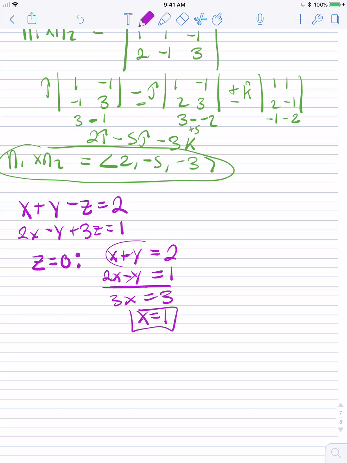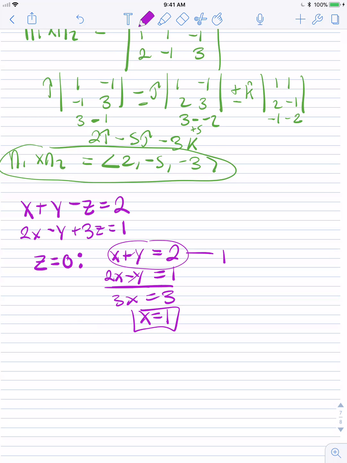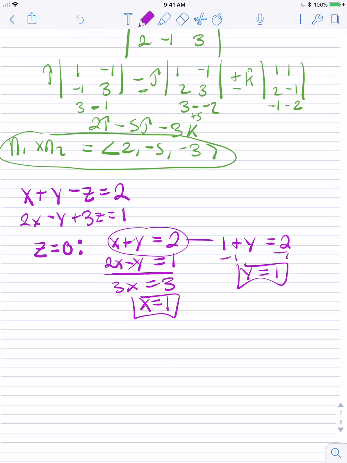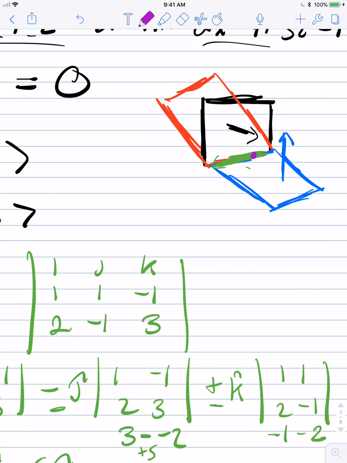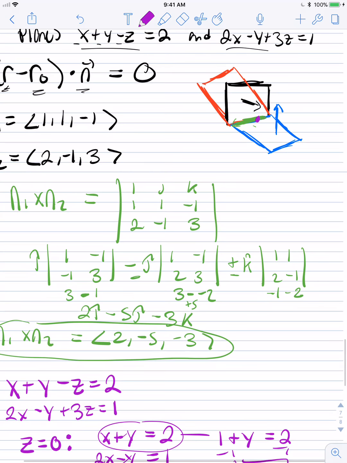And if x equals 1, we're going to take this equation here. It's simpler. We got x, which is 1, plus y is equal to 2. So 1 plus y equals 2. What's y? We could subtract 1. We get y is equal to 1. So now we have a point, x which is 1, y which is 1, and z which we said is 0. So here's a point that is on the line of intersection. We can call this point right here, somewhere on that line.